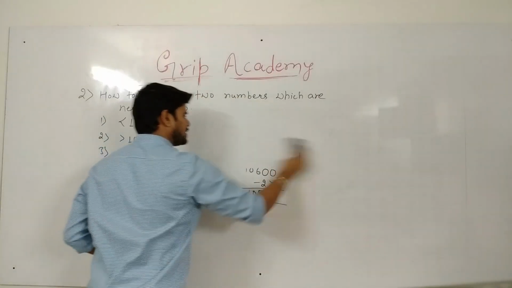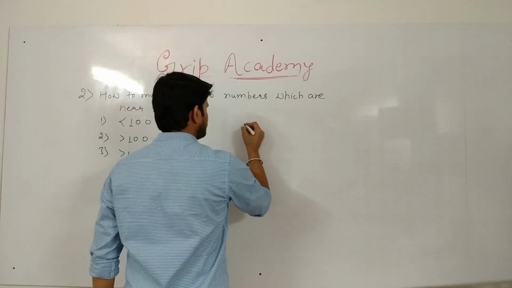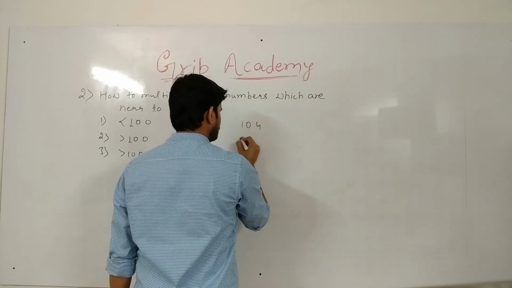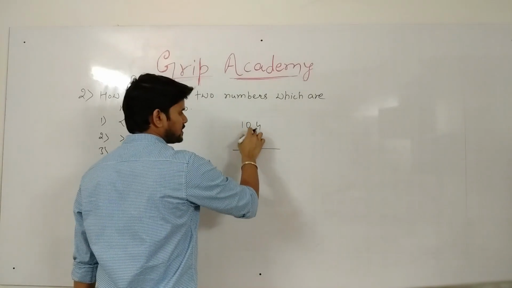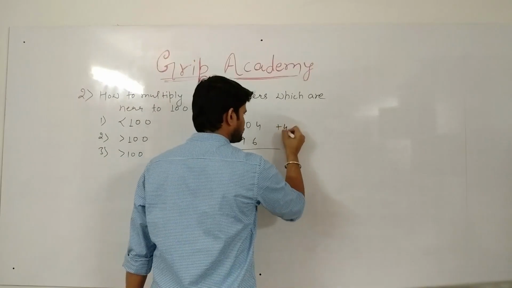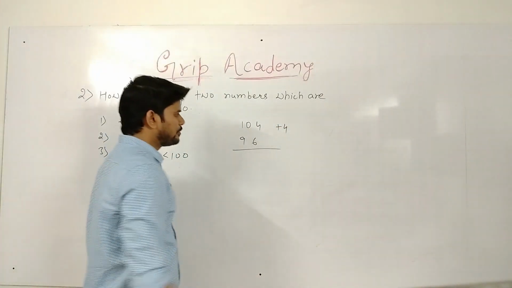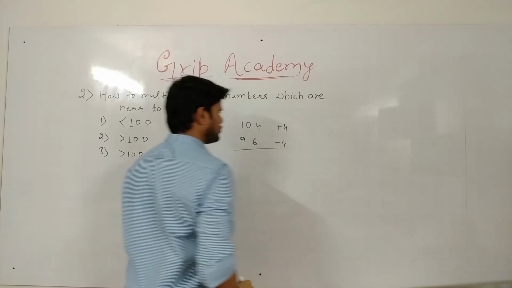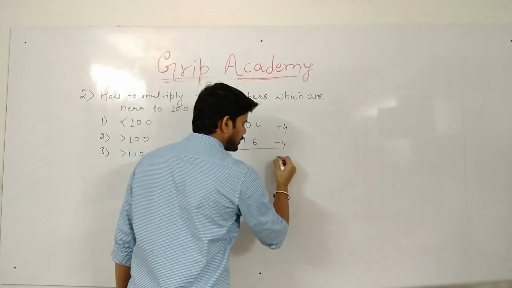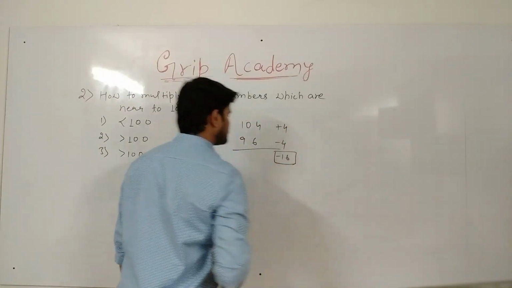Okay, so let's take another example. Consider we have to multiply 104 into 96. So how much is it greater than 100? 4, so we will write plus 4. How much is it lesser than 100? 4, so we will write here minus 4. Now 4 into minus 4 is how much? Minus 16, so we will write minus 16.